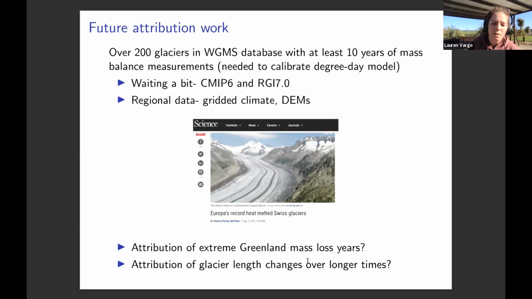But then I've also been thinking about how we could apply extreme event attribution to glacier length changes, and even to ice sheet changes. So if there are any ice sheet modelers out there listening who'd be interested in trying to apply this method to Greenland, let me know, because that would be fun to work on. Yeah, so that's all I have, if you want to open it up for questions.